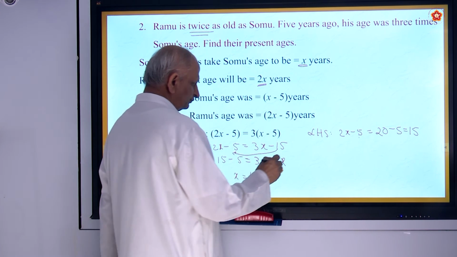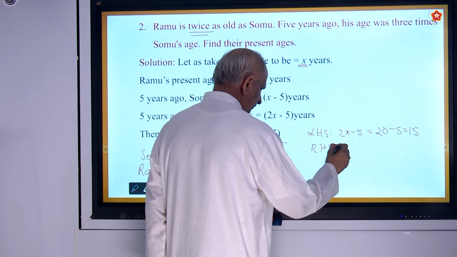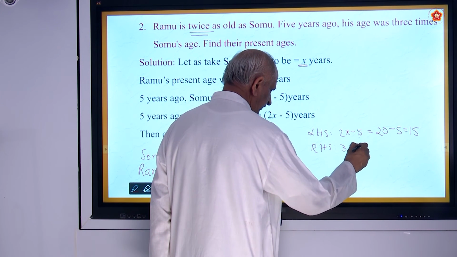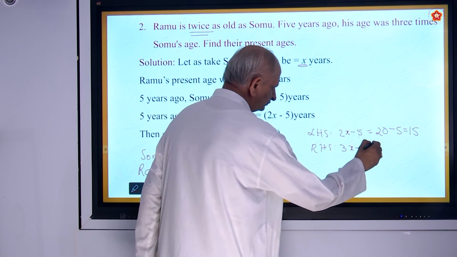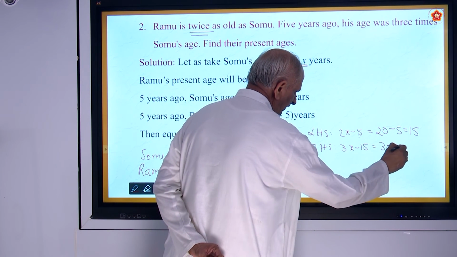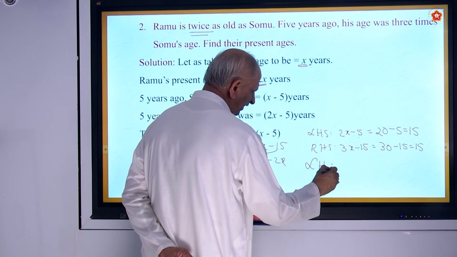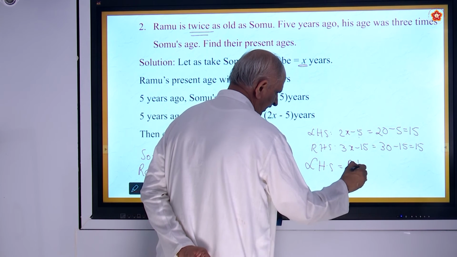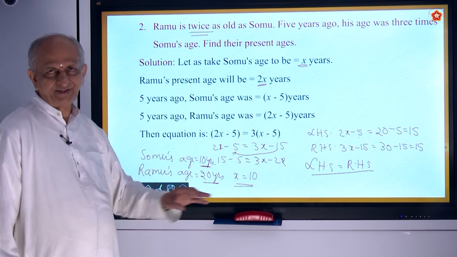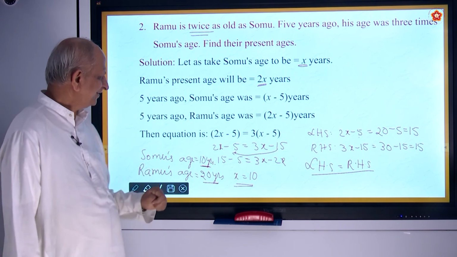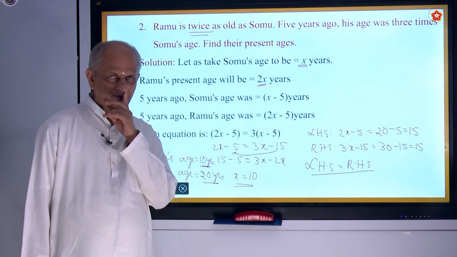Coming to the right hand side, we have 3x minus 15, that is 3x, 3 into 10, that is 30, minus 15. So what do you get? Left hand side is equal to right hand side, and therefore the value of x is equal to 10 is correct. Or age, Somu's age is 10 years, Ramu's age is 20 years. Correct?